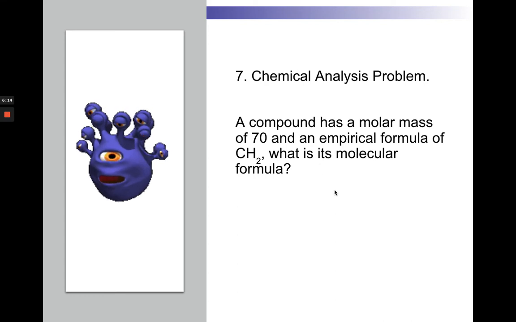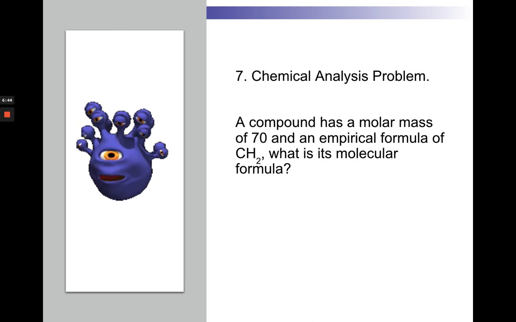Okay, so let's have you try one. A compound has a molar mass of 70 and an empirical formula of CH2. What is its molecular formula? In this case, figure that you are the lab boss and your technicians have brought you these two pieces of information about this unknown molecule. They figured out that the molar mass is 70 and it has an empirical formula of CH2. So you're going to figure out the molecular formula.